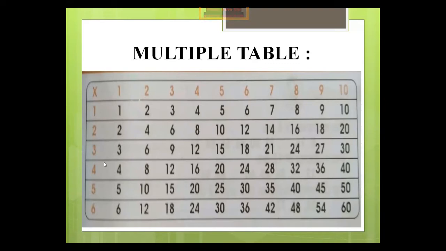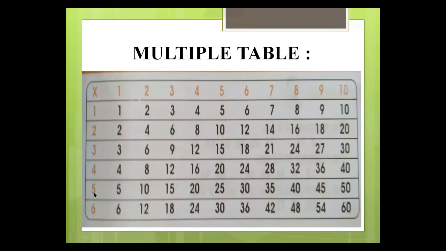Now, we see what the multiples of 4, 5 and 6 are. If we multiply 4 into 1, the answer is 4. 4 into 2 is 8. 4 into 3 is 12. 4 into 4 is 16. 4 into 5 is 20. 4 into 6 is 24, and so on. Okay.